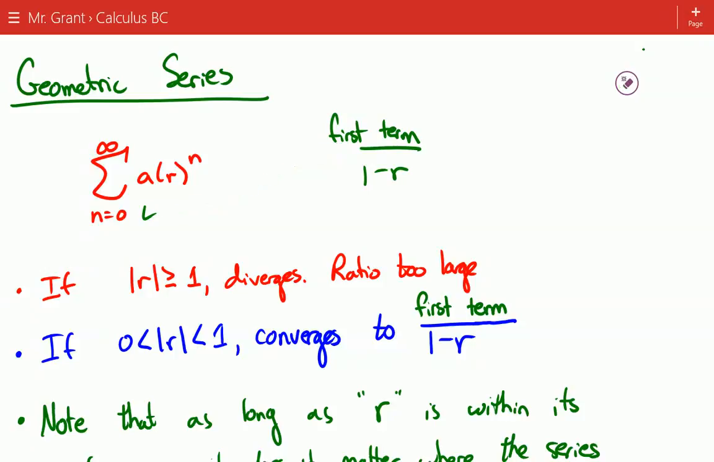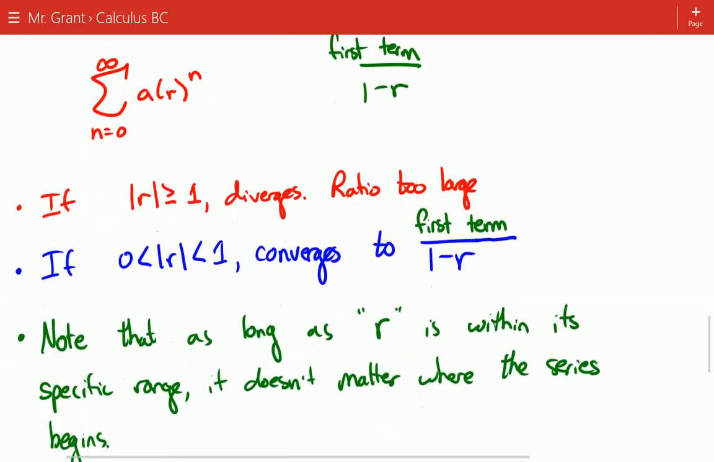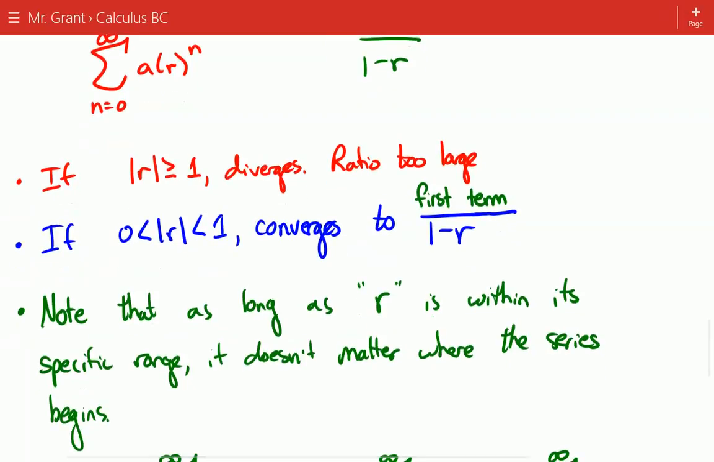Then you can use any series notation where that's going to be n equals 2 or n equals 6 or n equals 12. And as long as you can find the first term, then you know what it converges to right away. And you're not restricted to having a geometric series that starts with n equals 0. Okay, and this is pretty much true for any series ever, and I have a note here written at the bottom. Notice that as long as r is within its specific range, it doesn't matter where the series begins for it to converge or diverge.